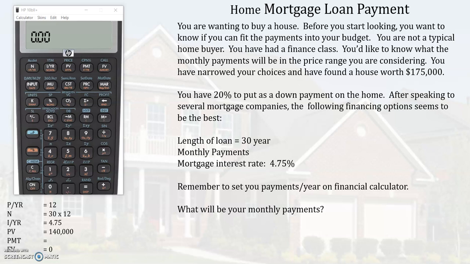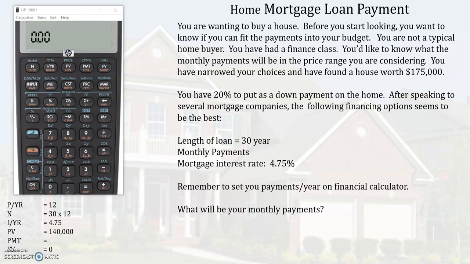And you have found a house worth $175,000. You plan to put 20% down on a down payment on the home. And you've come up with these financing terms of a 30-year mortgage, making monthly payments, and the mortgage interest rate is going to be 4.75%. What will be your monthly payments?